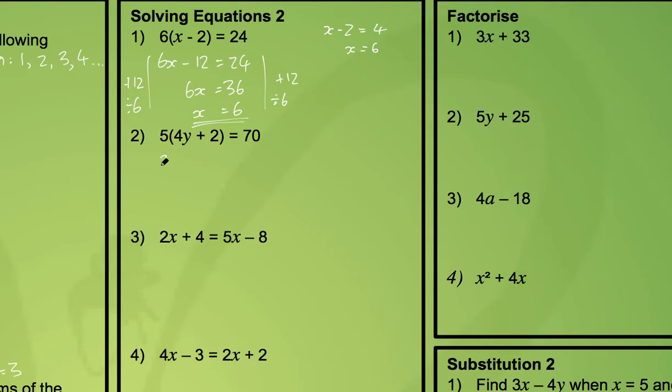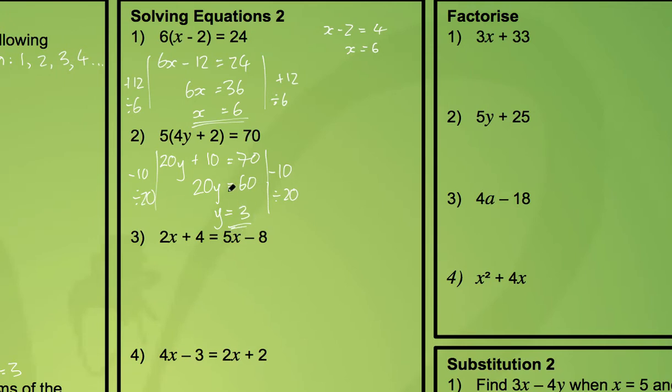5 times 4y is 20y plus 5 times 2, which is 10, equals 70. Again, we want to get the bits involving the unknown on their own. So 20y on its own, I need to get rid of the 10 from both sides. 20y equals 60. Now divide both sides by 20 to get y on its own. Y equals 60 divided by 20, which is 3.